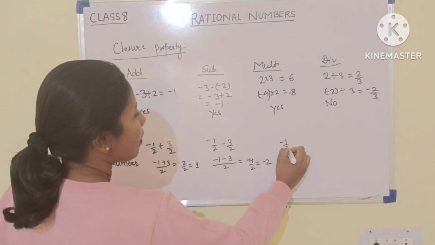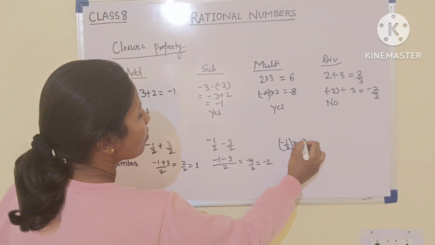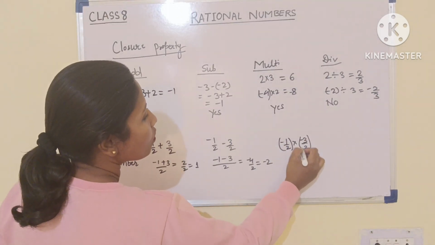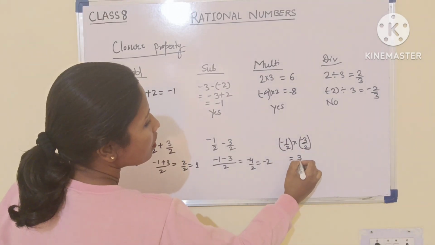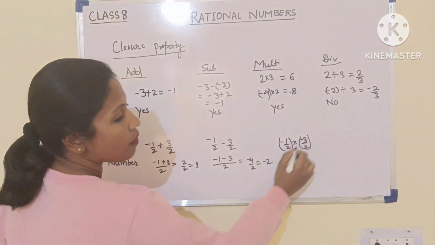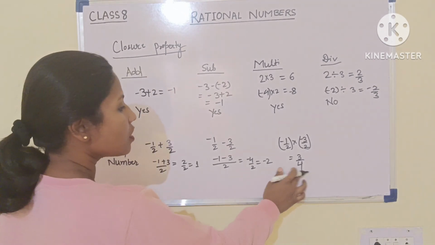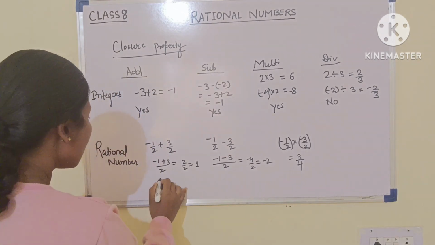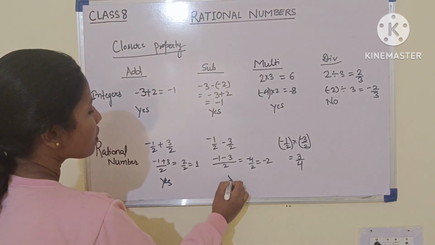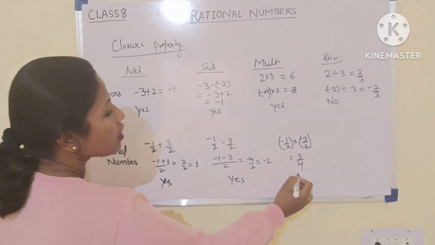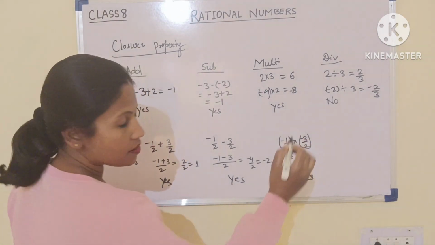Then multiply it. Minus 1 by 2 into minus 3 by 2. So it's 3 by 4. Minus and minus will become plus. So 3 into 1, 3 by 4. So it's a rational number, right? So this is yes. This is also yes. And this is also yes.